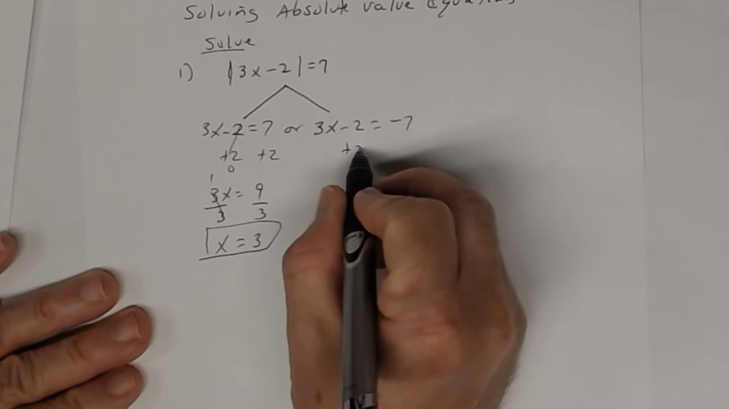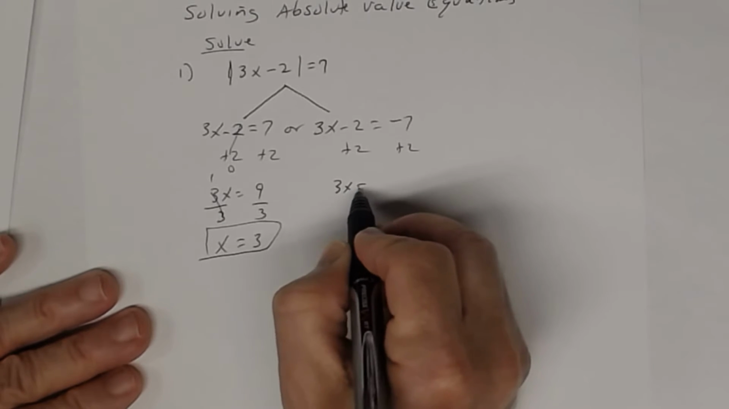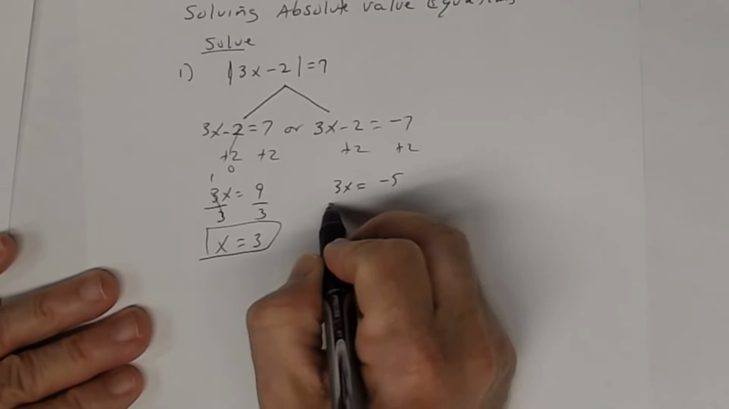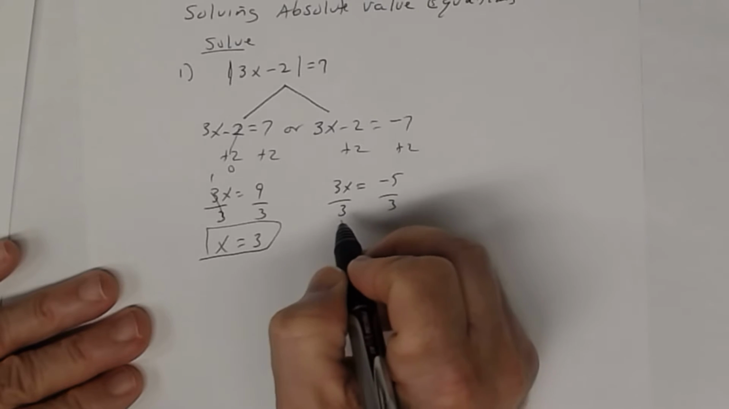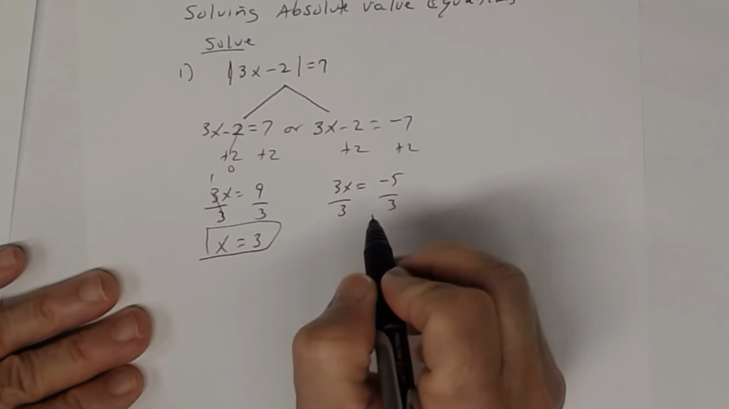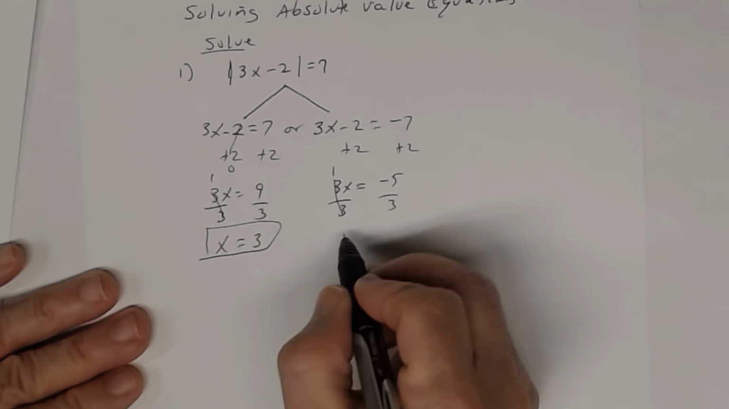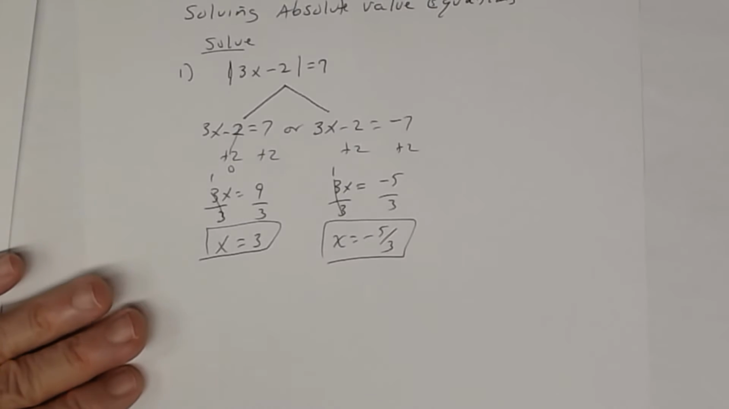The next one, add 2 to both sides. I get 3x equals negative 7 plus 2, which is negative 5. Divide both sides by 3. What you do to one side, you've got to do to the other, so make sure everything you write is mathematically correct. 3 divided by 3 is 1. 1 times x is x. I get x equals negative 5/3. So there's your other solution. So those are your two solutions.